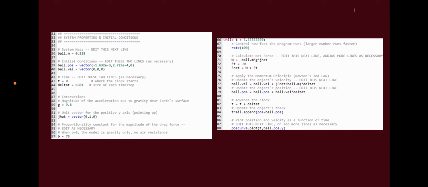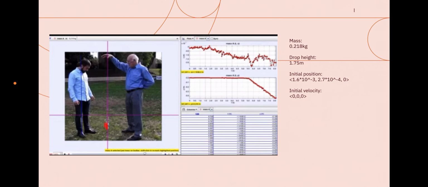This is the coding that I've done. This was the tracker. The mass was 0.218 kilograms, drop height was 1.75 meters, initial position was 1.6 times 10 to the negative 3, 2.7 times 10 to the negative 4, and 0. The initial velocity was 0, 0, 0.